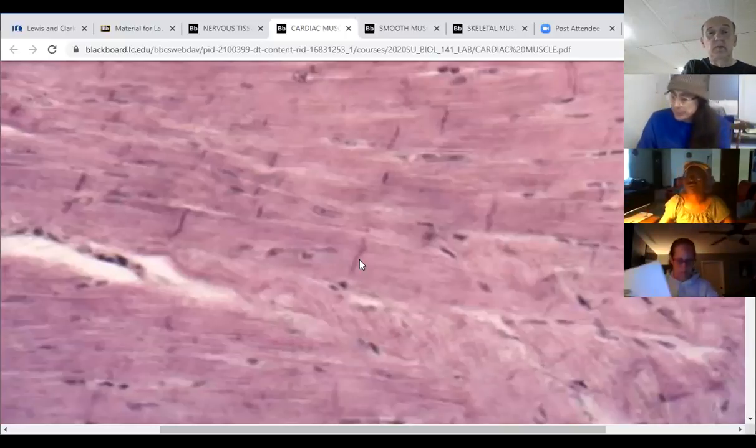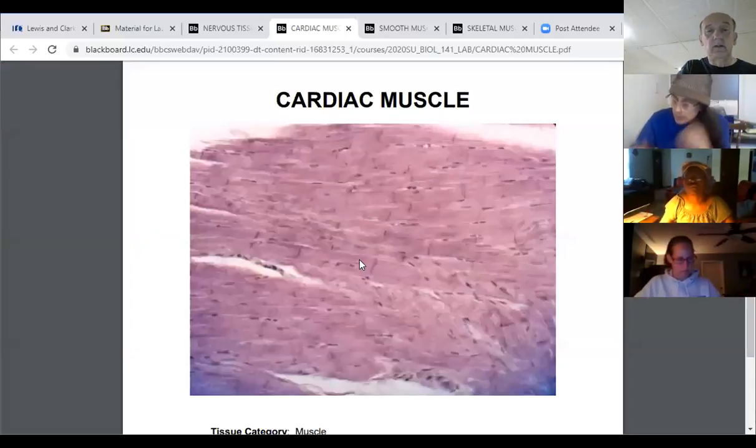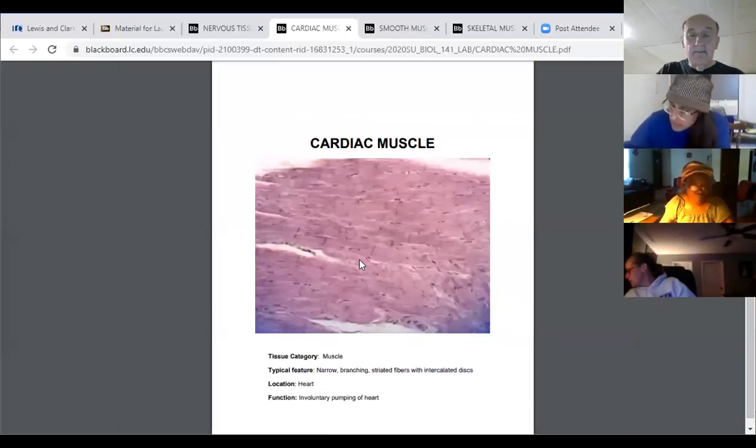So let me zoom back in here. Any questions about cardiac muscle?